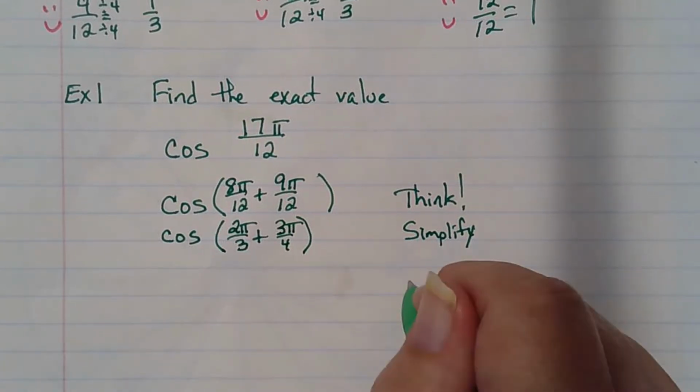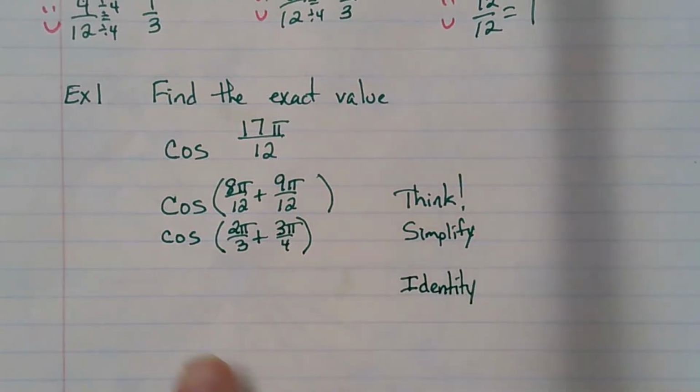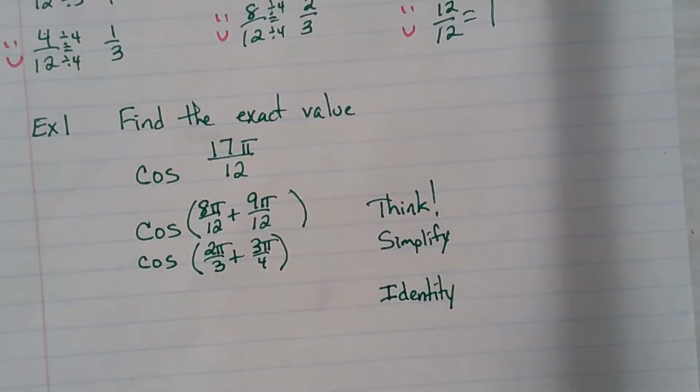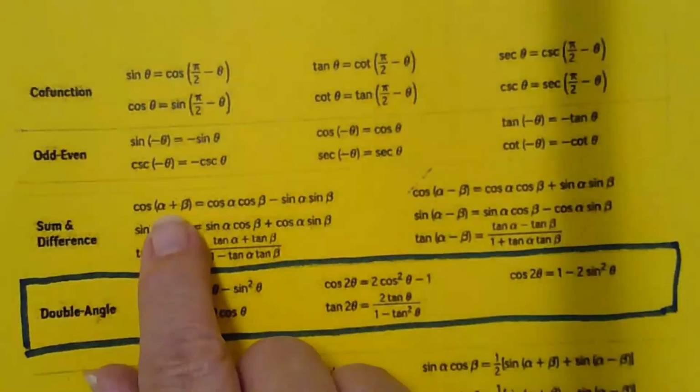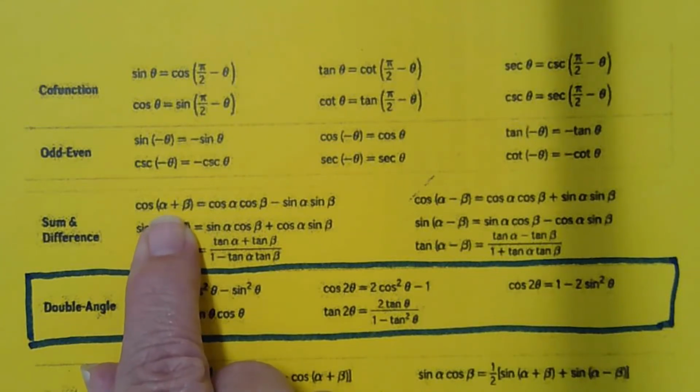Next step, we're going to look at our yellow chart for an identity that has the cosine of 2 different angles being added together. So try and find that on your yellow sheet. When you find it, put your finger on it. Help the people at your table that can't find it. And hopefully you are all looking right here. Cosine alpha plus beta, right?